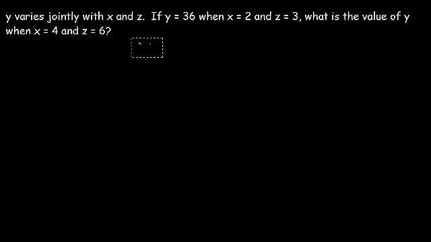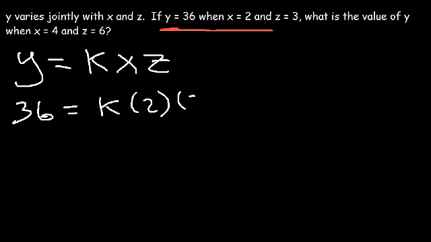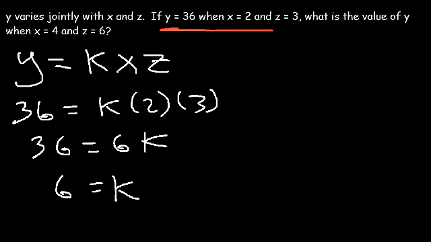So now let's solve it using the equation. The first thing we need to do is write the equation. If y varies jointly with x and z, we have the equation y equals k x times z. We need to solve for k using the information that we have here. So y is 36, x is 2, z is 3. 2 times 3 is 6, and 36 divided by 6 is 6. So k is equal to 6.